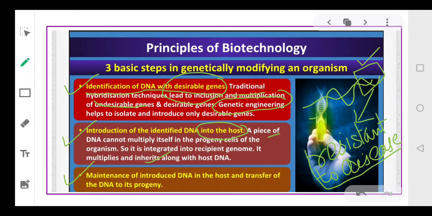The third is maintenance of introduced DNA in the host, meaning the host will continuously keep on multiplying, and along with its DNA the new DNA or the new gene will also multiply, and then that particular gene will be transferred from the parent to its children or offsprings. So this technology basically involves 3 steps: identification of DNA with desirable genes, introduction of the identified DNA into the host, and maintenance of introduced DNA in the host and transfer of the DNA to its progeny.